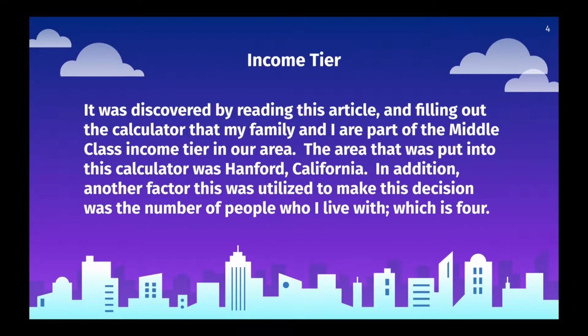Income tier. It was discovered by reading this article and filling out the calculator that my family and I are part of the middle income tier in our area. The area that was put into this calculator was Hanford, California. In addition, another factor that was utilized in this process was how many people are in my household, which is 4.